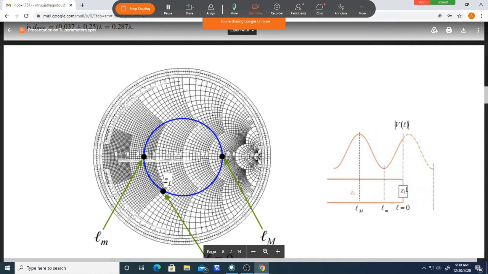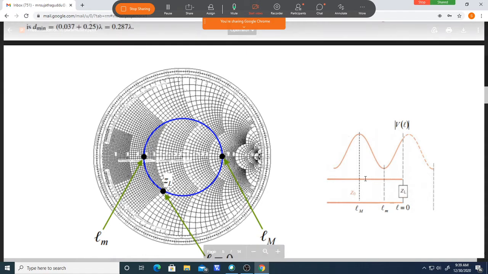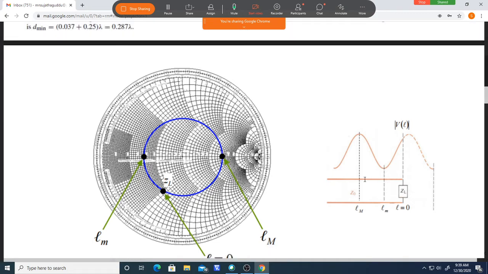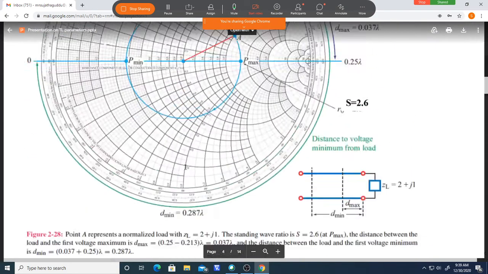If you start from the load, as you move, voltage changes, current changes, and impedance also changes. The same voltage we observe here will repeat again after a lambda by 2 distance. So automatically whatever the impedance here should repeat at the lambda by 2 distance, that is 0.5 lambda. That is what we are observing here.